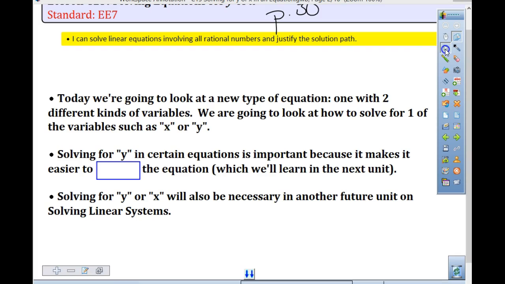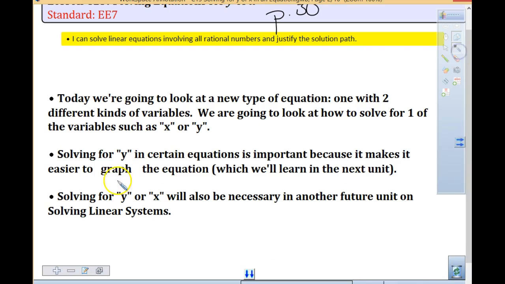So as we continue, Matt. Solving for y in certain equations is important because I would like you to put in the word graph. It makes it easier to graph. We are on page 30 if some of you aren't there. To graph an equation, which is our next unit, okay? So that's kind of where we're going.